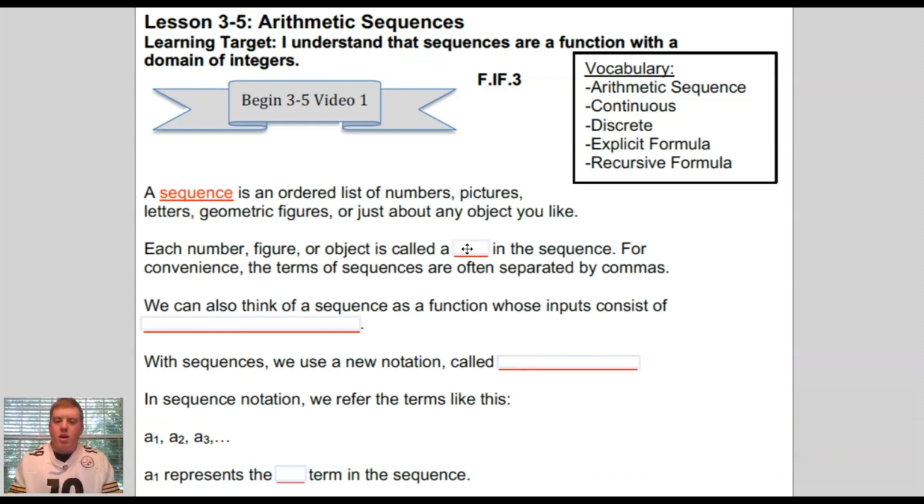Each number, figure, or object is going to be called a term in the sequence. The terms of the sequence are often separated by commas. We can also think of a sequence as a function whose inputs consist of consecutive natural numbers. That means the domain of our sequences is going to be all natural numbers.